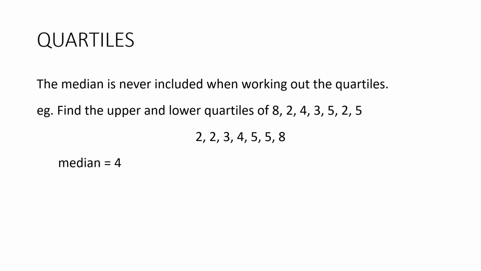And I'm going to start by crossing that out. So when we go to work out our lower and upper quartile, we're not going to include that 4. So just looking at the bottom half of the data here, the middle is 2, so our lower quartile is 2. And looking at the upper half of the data, the middle is 5, so the upper quartile is 5.